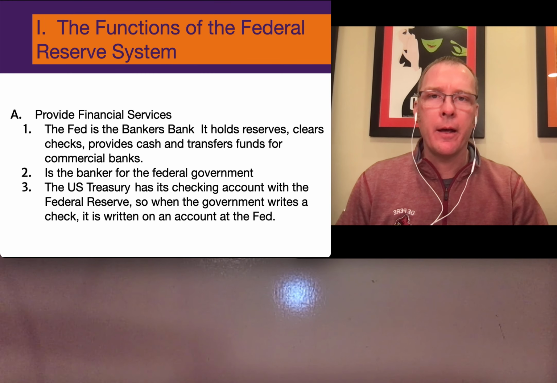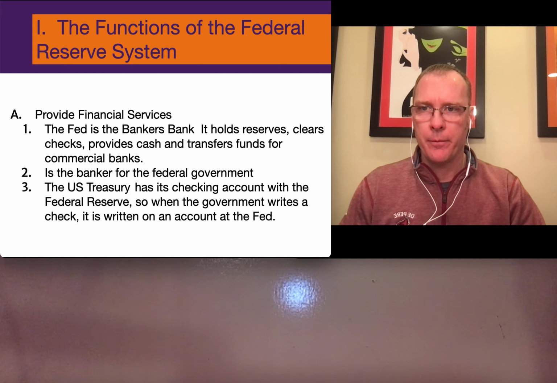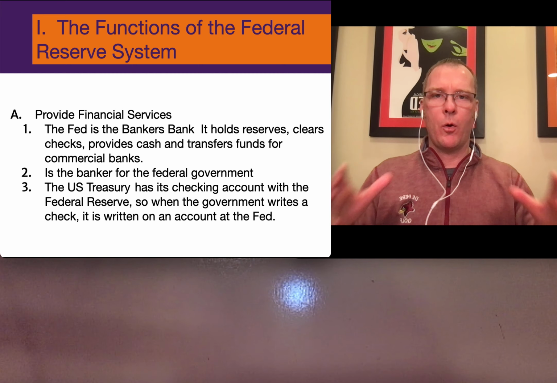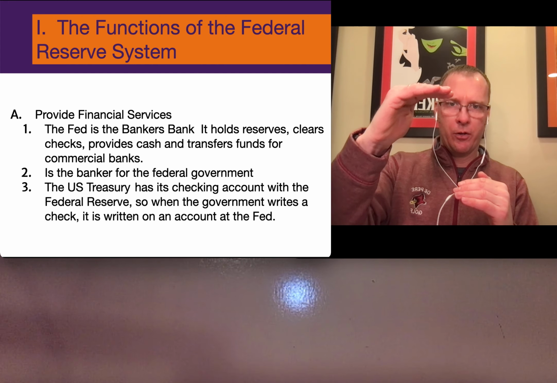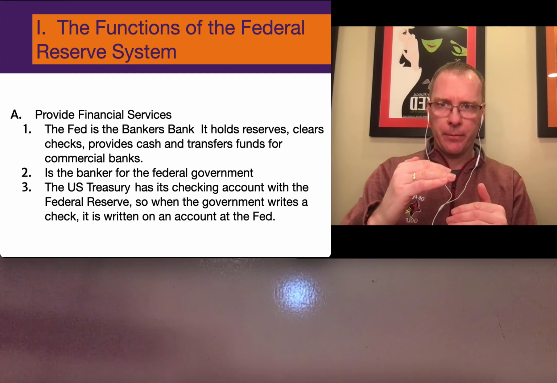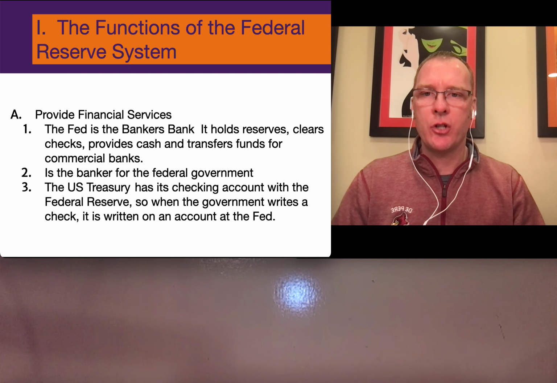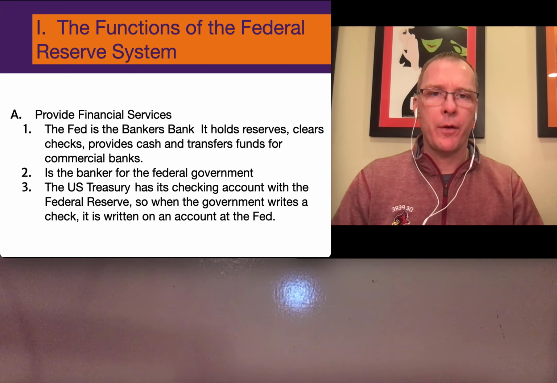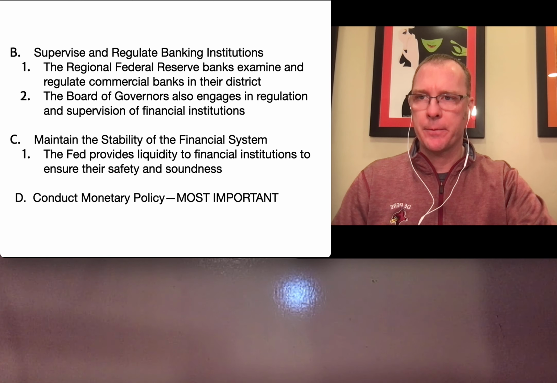Well, when you look at the function of the Federal Reserve, it's basically the banker's bank, right? So when banks have issues or they're short on cash, they can go to the Federal Reserve banks and borrow some money. It is also the bank of the federal government. So the US Treasury has a checking account with the Federal Reserve. That is good to know, and we'll talk about that as we get into open market operations.